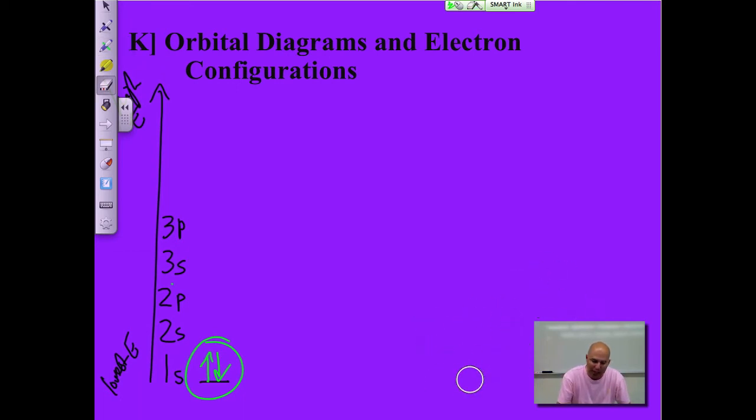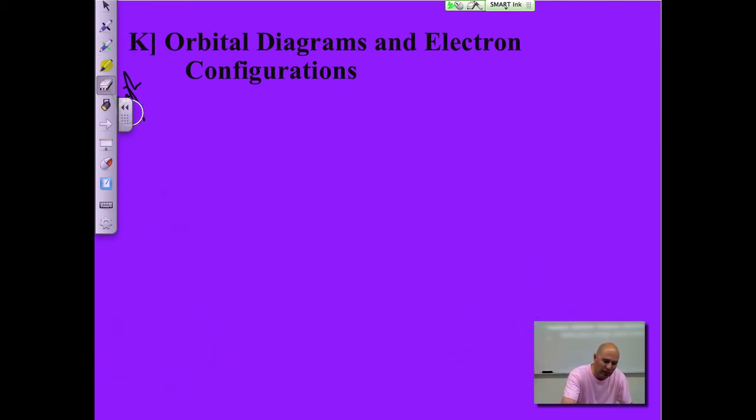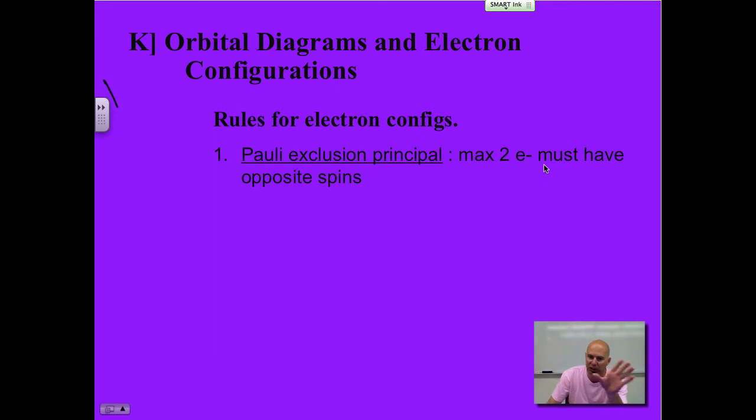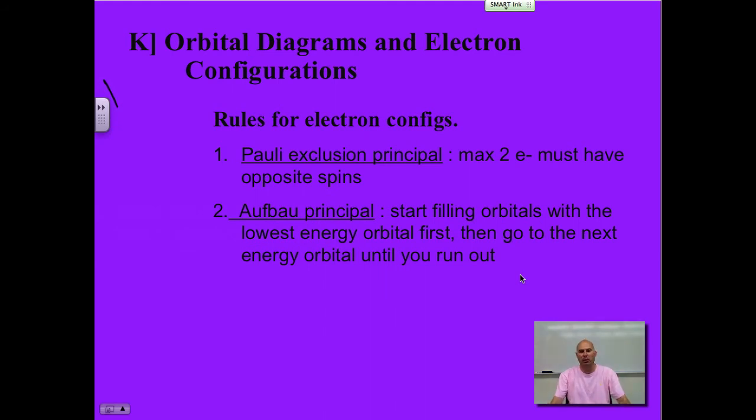So before I move on, I want to show you some rules for looking at electron configurations and orbital diagrams. The first is the Pauli exclusion principle. The Pauli exclusion principle says that you can have a maximum of 2 electrons, and they must have opposite spins. Max 2 electrons, opposite spins. The second is the Aufbau principle, and that principle says you must start filling orbitals with the lowest energy orbital first, and then you just go to the next energy orbital until you run out of electrons. I'm going to show you all these rules as I build it, but that's the Aufbau principle.